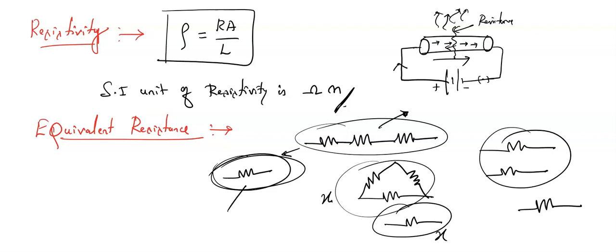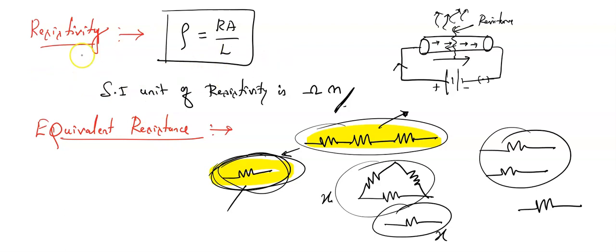If a single resistance, this is my single resistance, can replace the combination of resistances in such a manner that the current in the circuit remains unchanged, then that single resistance is called equivalent resistance. Full stop.